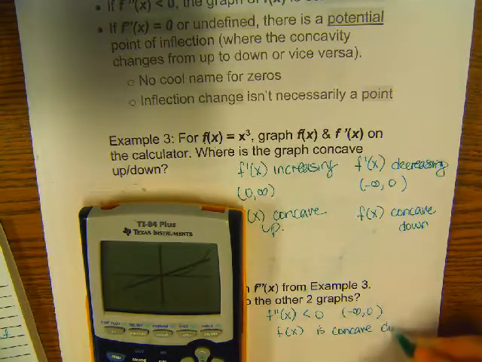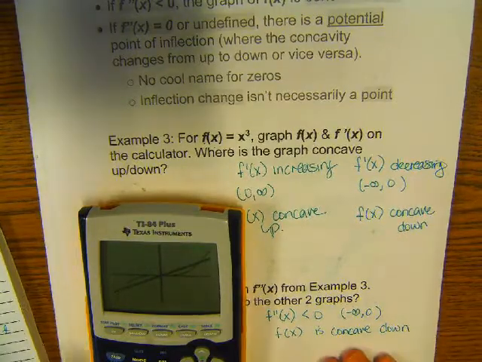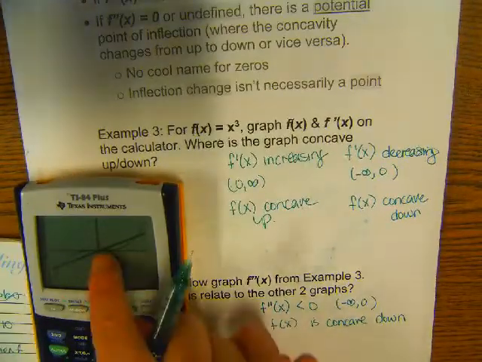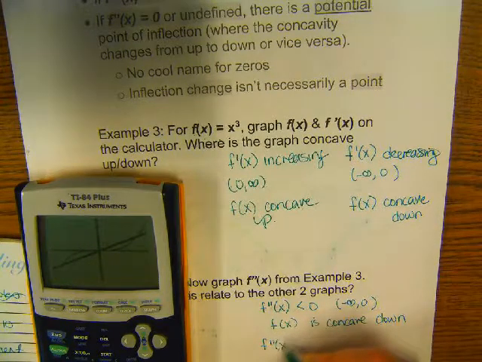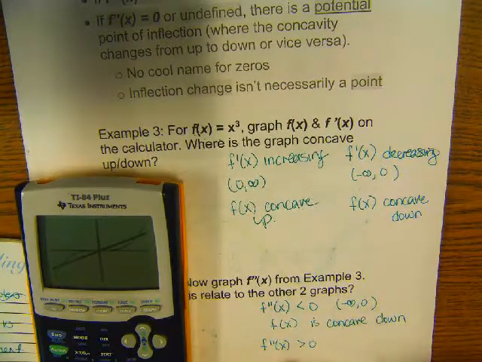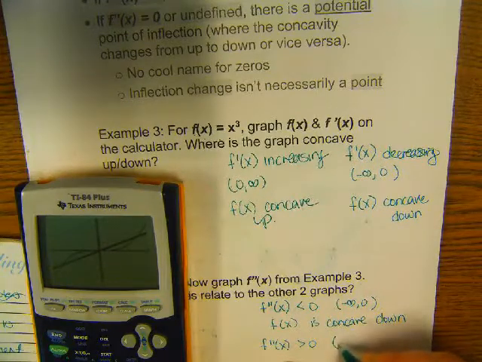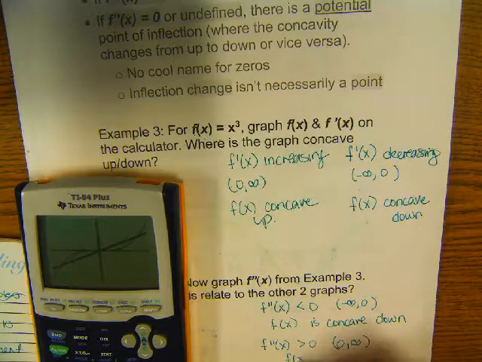Let's take a look over here. From 0 to infinity, f double prime of x is greater than 0. That means that f of x is concave up there.